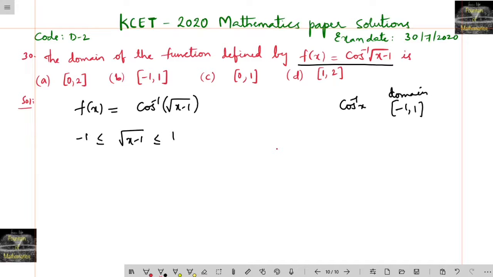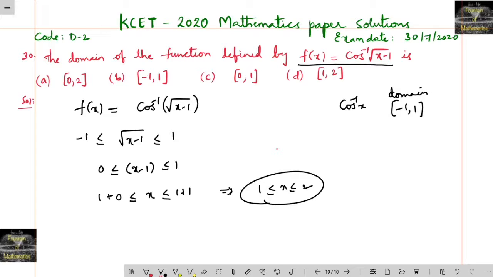So to define this function, squaring on both sides, we can have 0 less than or equal to x minus 1 less than or equal to 1. Adding 1 on both sides, we will have 1 less than or equal to x less than or equal to 2. So x lies between 1 and 2, so the domain of the function is [1, 2]. Which option did we have? Fourth option, right? Okay.